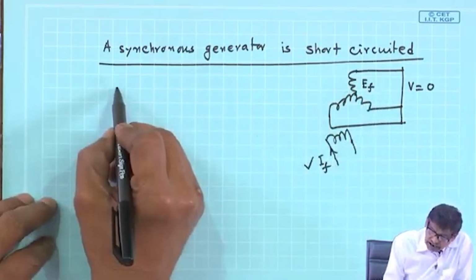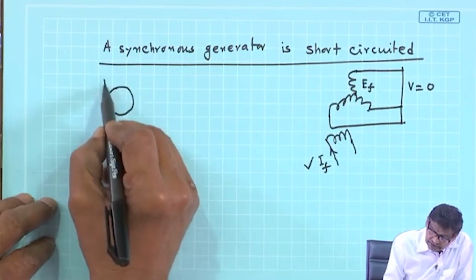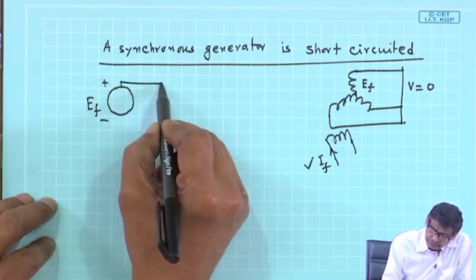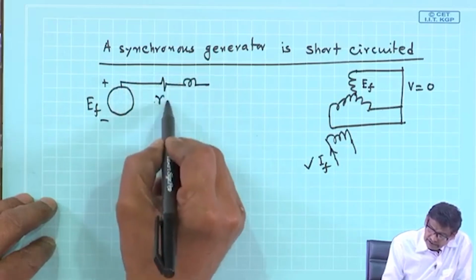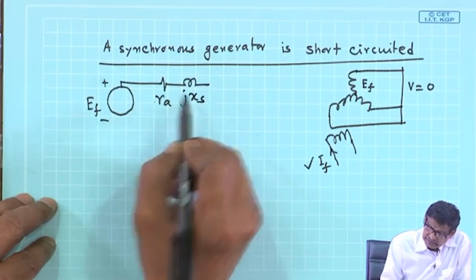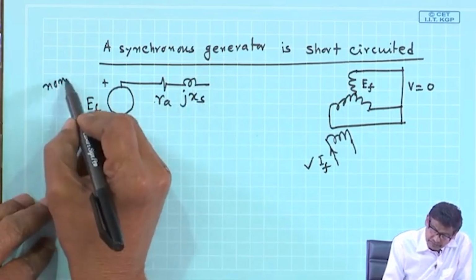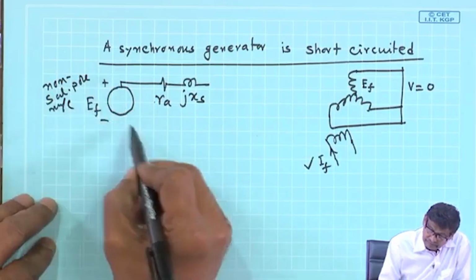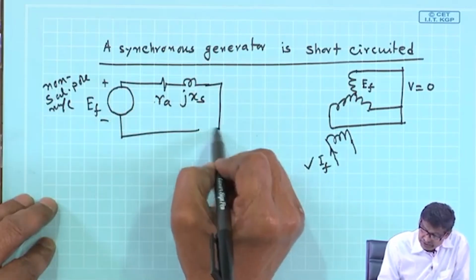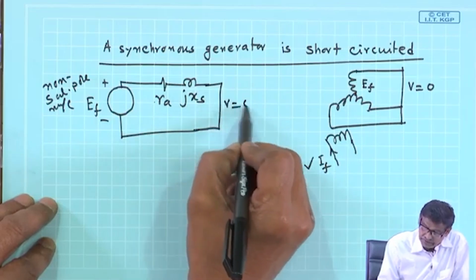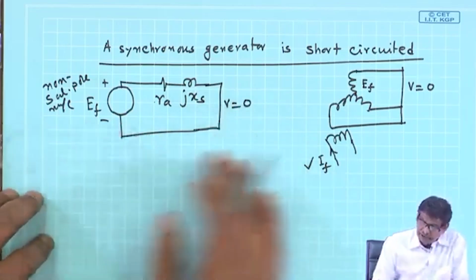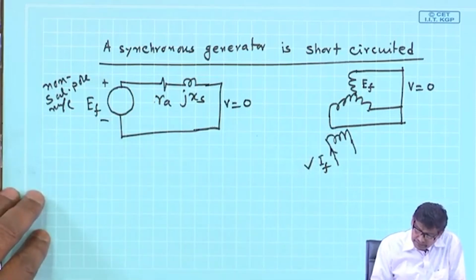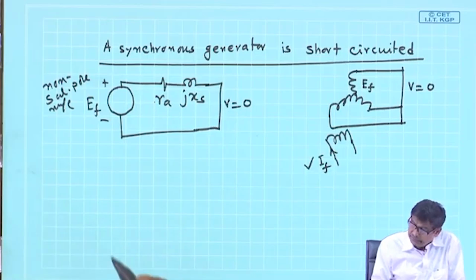So, if you look at the equivalent circuit, it is EF with R_A and jX_S for a non-salient pole machine, and these are shorted. Here V equals 0. So, I want to draw the phasor diagram of this situation. The phasor diagram is like this.